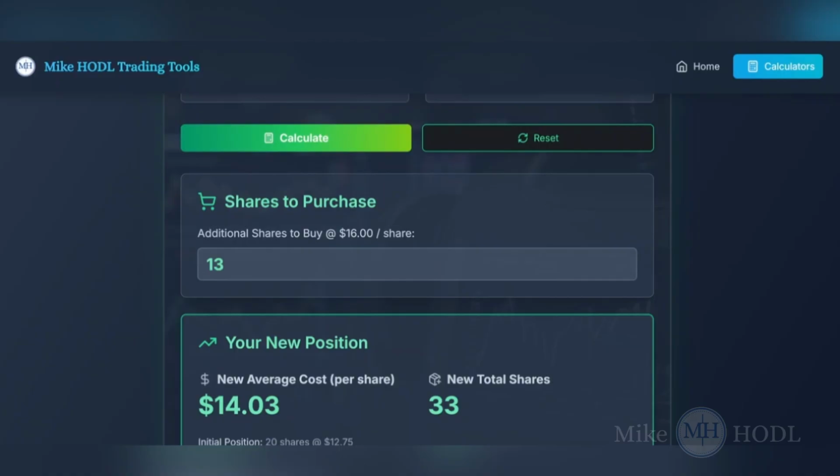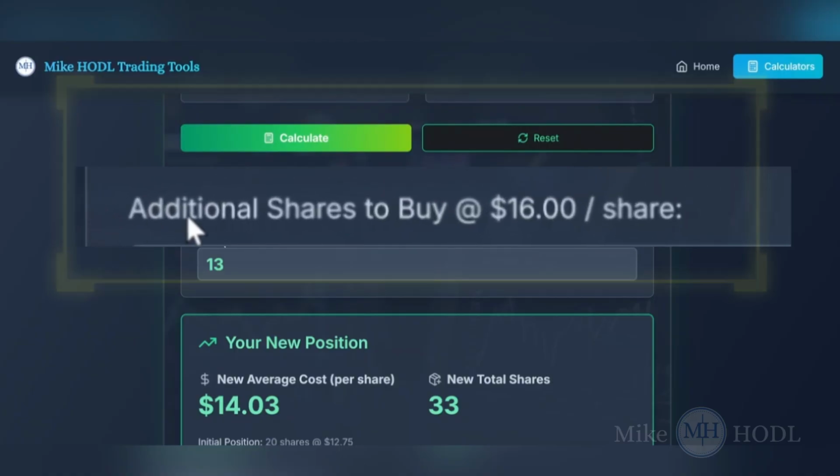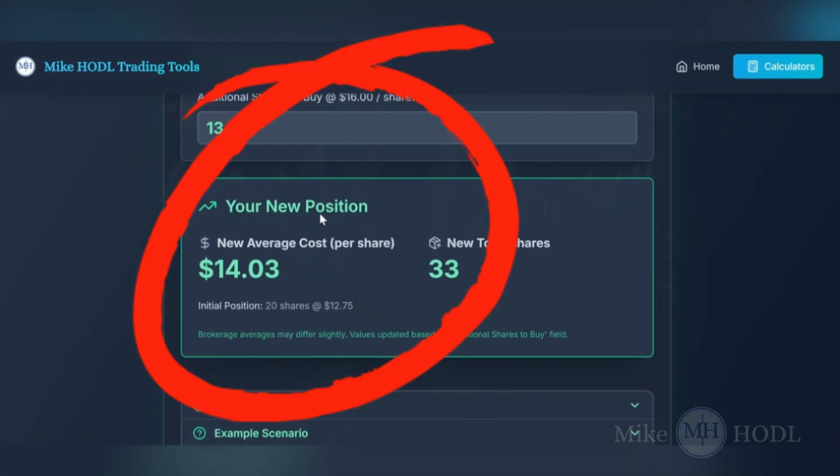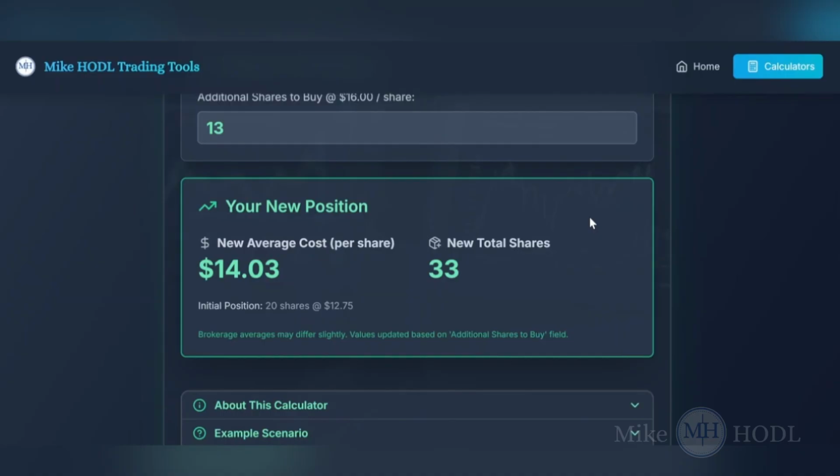The calculator provides the trade details. Shares to purchase. It tells us we need to buy an additional 13 shares at the current price of $16 per share to reach our target. Your new position. This section shows what the position will look like after the purchase. The new average cost per share will be $14.03. The new total shares will be 33. It also reminds us that the initial position was 20 shares at $12.75.